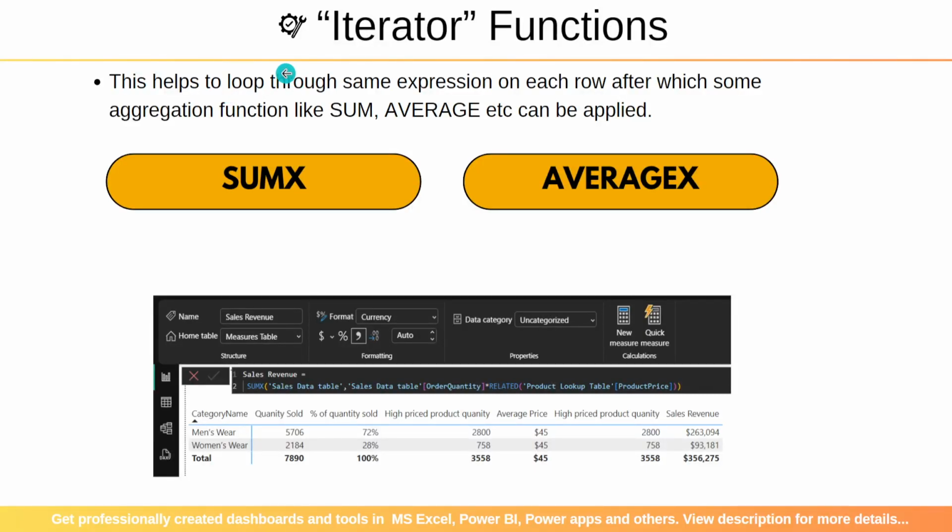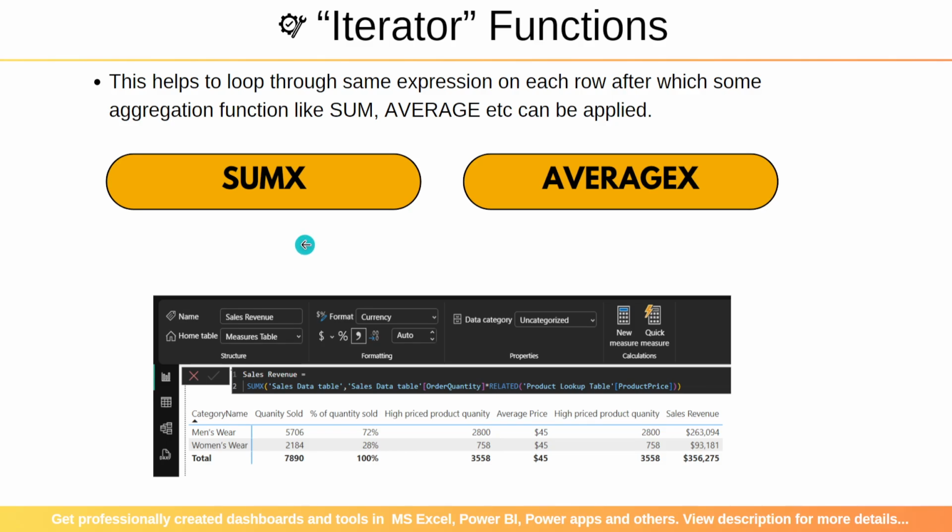Let's understand the iterator functions. Iterator functions are the functions which help to extend the functionality of the base functions, just like sum and average. These functions help us to create certain important values. For example, if in a table you have data of product quantity and the price for those products, then you would simply multiply the product by the quantity. Using the iterator function, we can simply achieve that and get the sum total of that result.